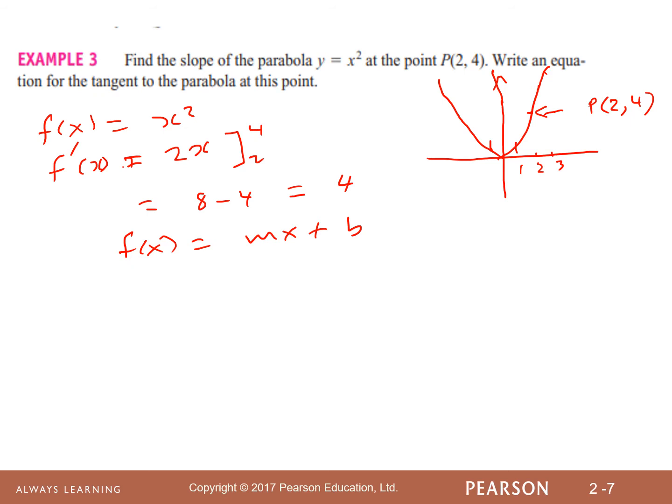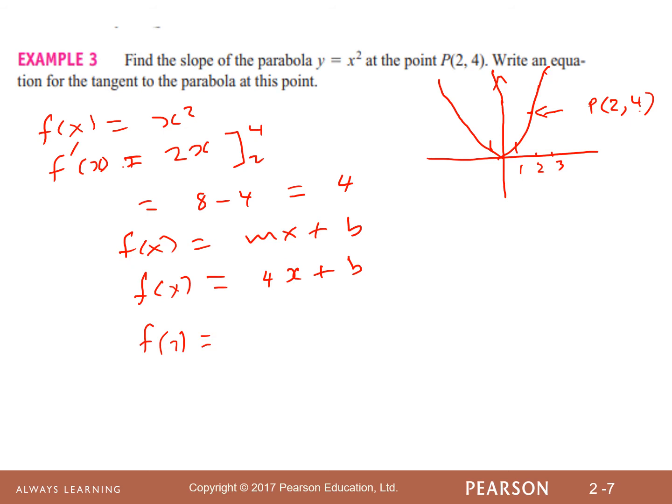So f prime of x will give us what? The slope. Yes, the slope is the tangent, right? So the slope, we got it equal to 4. So this is equal to 4x plus b, right? They gave us the point x equal to 2, y equal to 4, so this is f of x. So I'm going to say f of 2 is equal to how much?